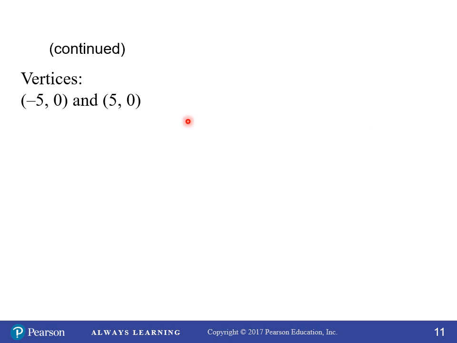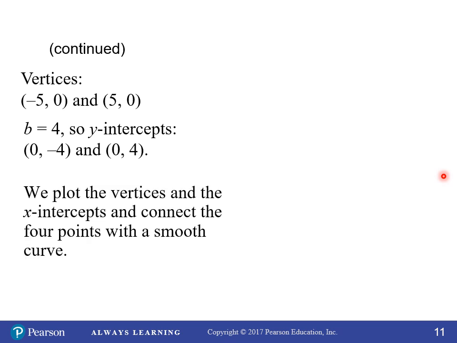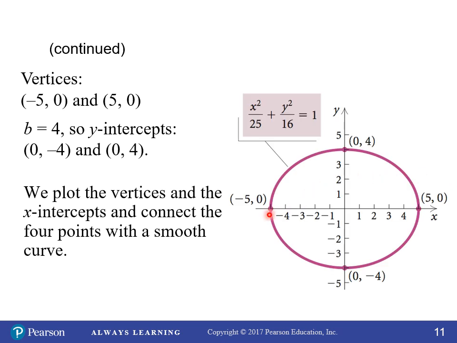Now we can use our vertices. We know that because b was 4, our y-intercepts are going to be 0, -4, and 0, 4. And so we're going to plot those vertices and our x-intercepts, and then connect those with a smooth curve. So here's -5, 0, 5, 0, 0, 4, and 0, -4. And then we're just going to connect those.